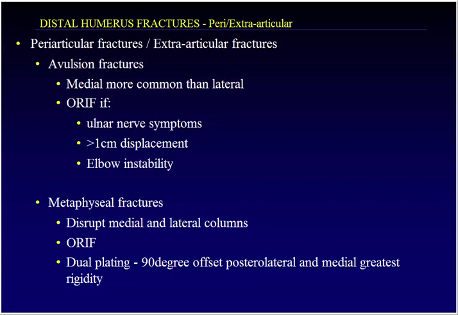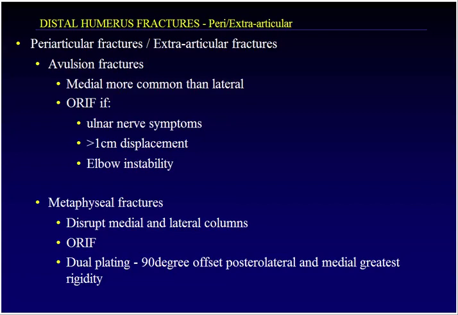If the patient has ulnar nerve symptoms or greater than 1 centimeter displacement or instability of the elbow joint due to disruption of the ligamentous restraints, that would be an indication for ORIF. If you have a metaphyseal fracture or supracondylar fracture of the distal humerus, that by definition causes disruption of both the medial and the lateral columns. Those should be treated with ORIF.